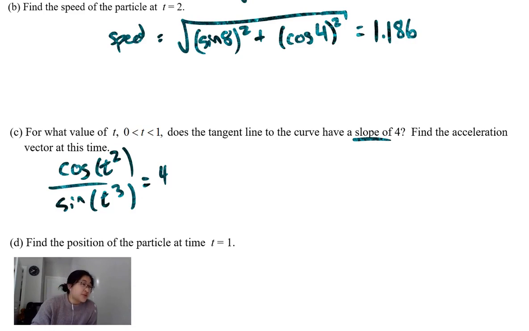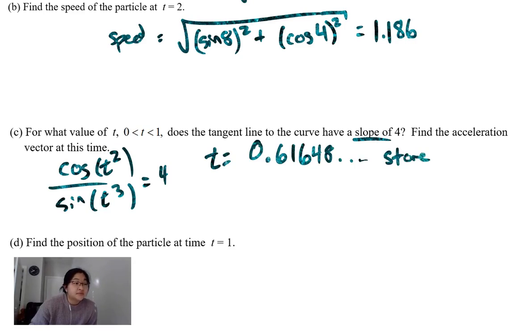Once you find that point, which is t equals 0.61648 and so on, store this as some variable, probably not x. I would maybe put it in like a. So do the alpha and then a, so you can store this number. And then evaluate your acceleration, which is your derivative of velocity. And you can evaluate it at this a that you stored it as.